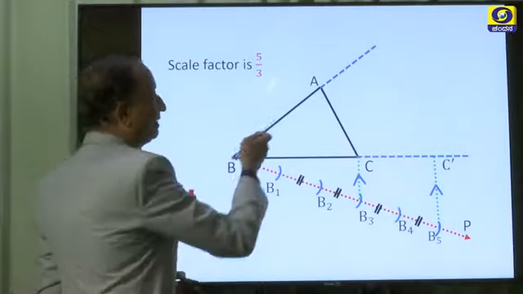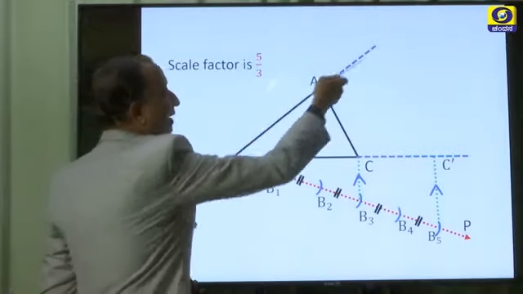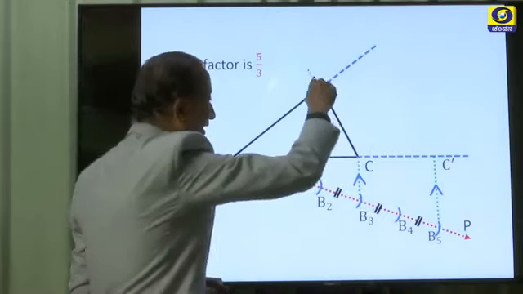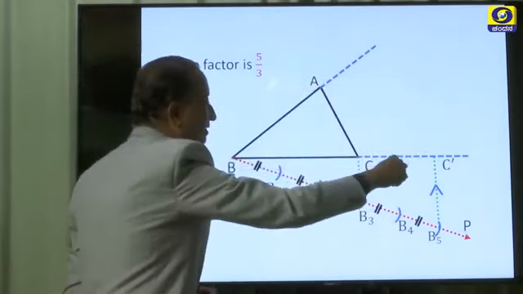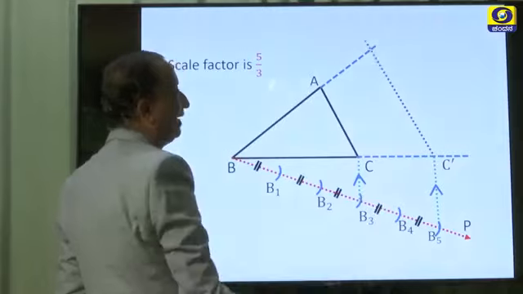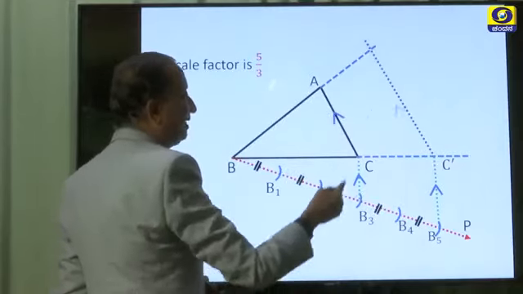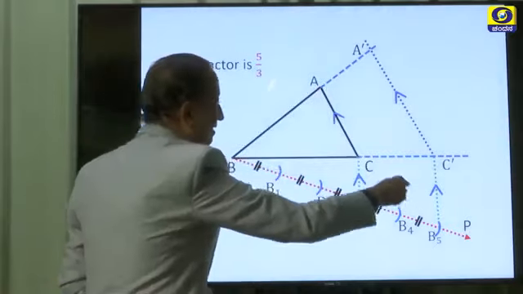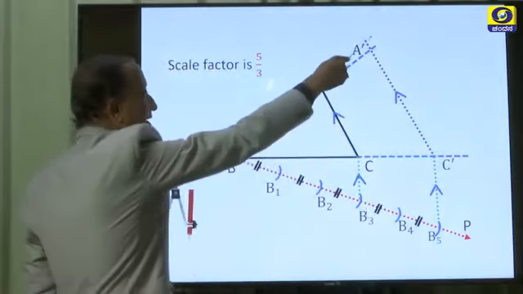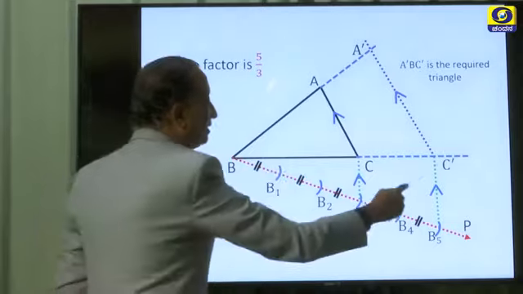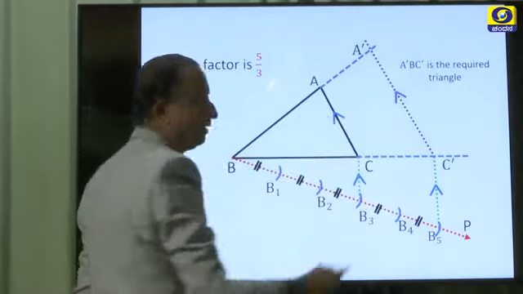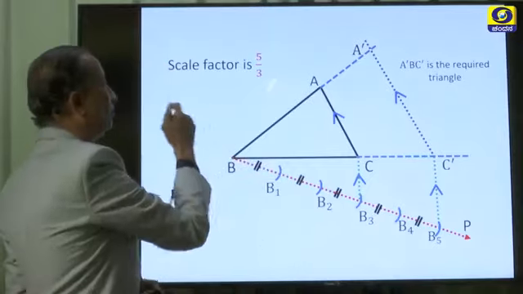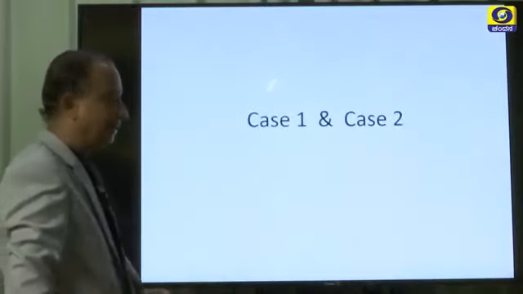Finally, you have to extend this BA, and then draw a line parallel to AC through C dash like this. Call it A dash. So, A dash C dash is parallel to AC. Now, A dash B C dash is our required triangle. So, this is how we are going to do when the scale factor is greater than 1.